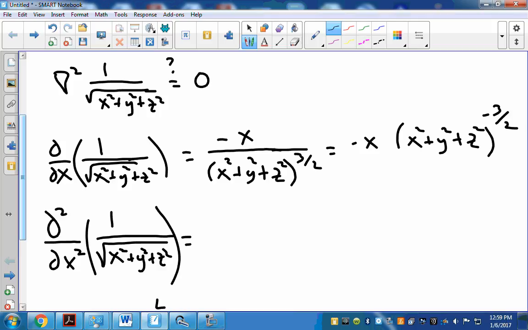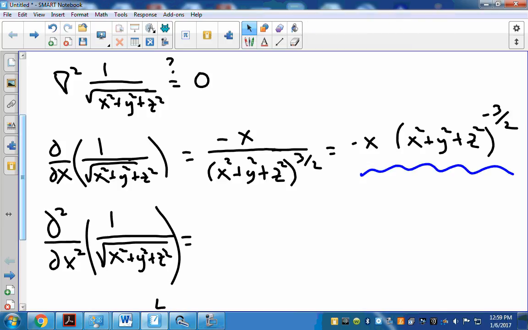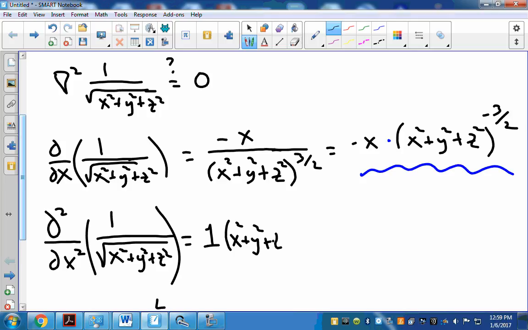Because I can just use the product rule. Okay, so we're differentiating this thing, right? That's the first partial. We're differentiating that with respect to x, and I see a product right off the bat. So the derivative of a product is the derivative of the first times the second, (x squared plus y squared plus z squared) to the minus 3/2.